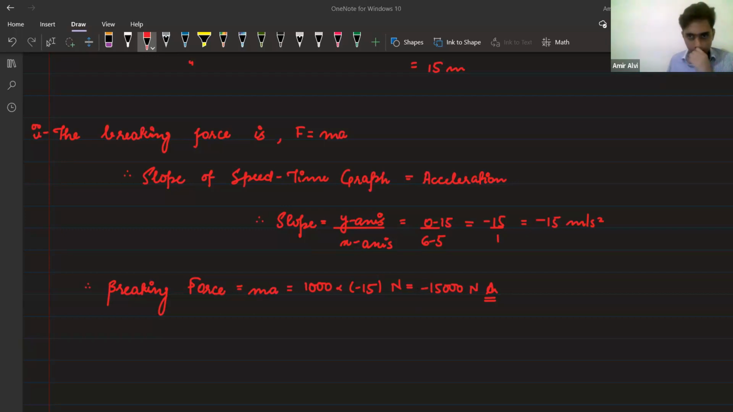Who got the answers? Okay. So Rafi got the answer of force correct. Sarah, you got the wrong answer for the force here. The distance is completely right. Anam got 15,000. But you have to mention the negative sign as well here because direction matters, right? Because this is a braking force.